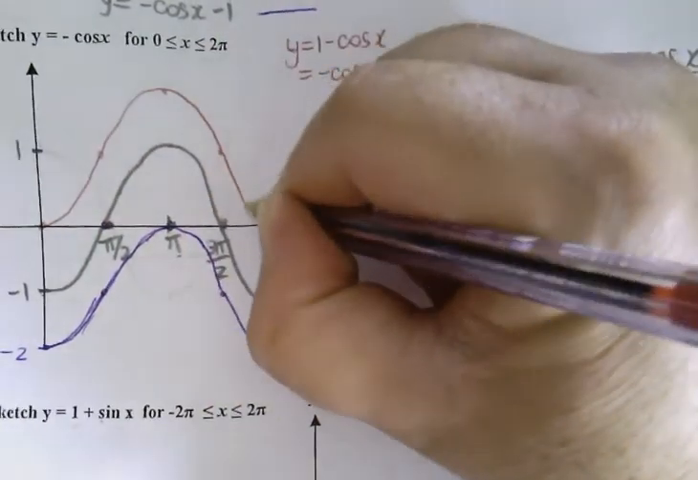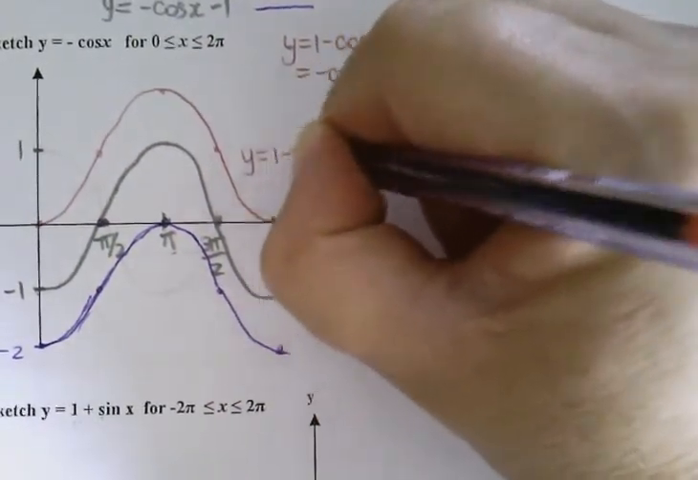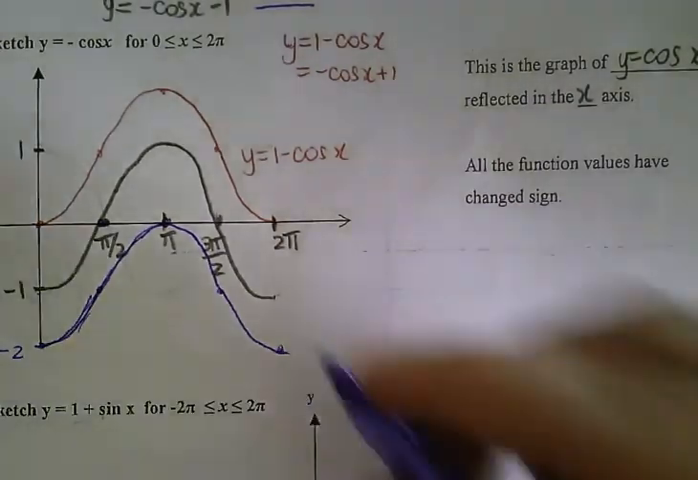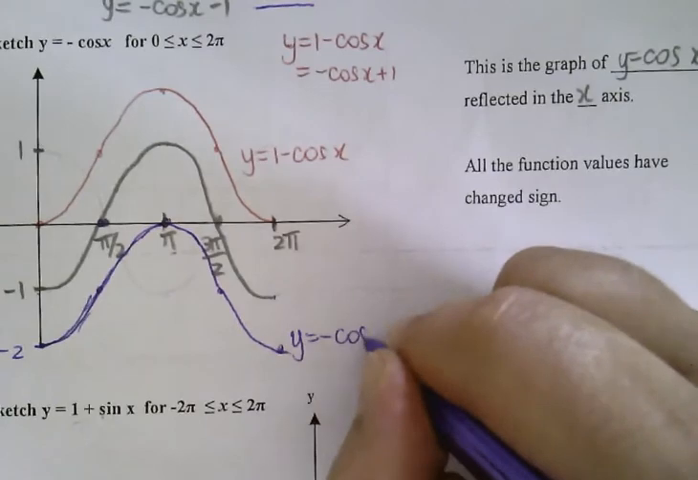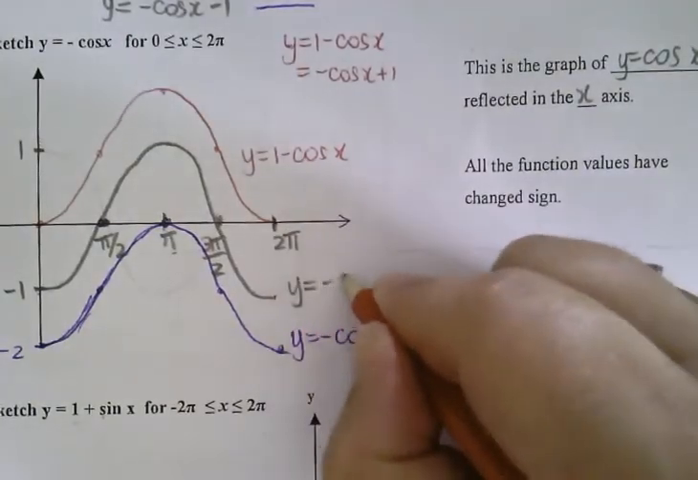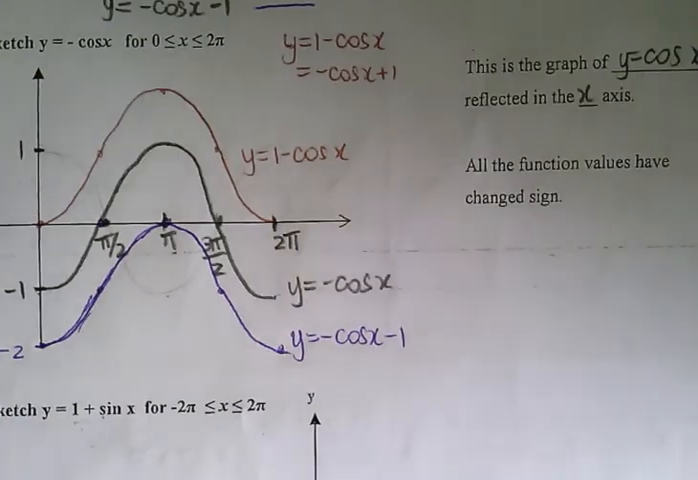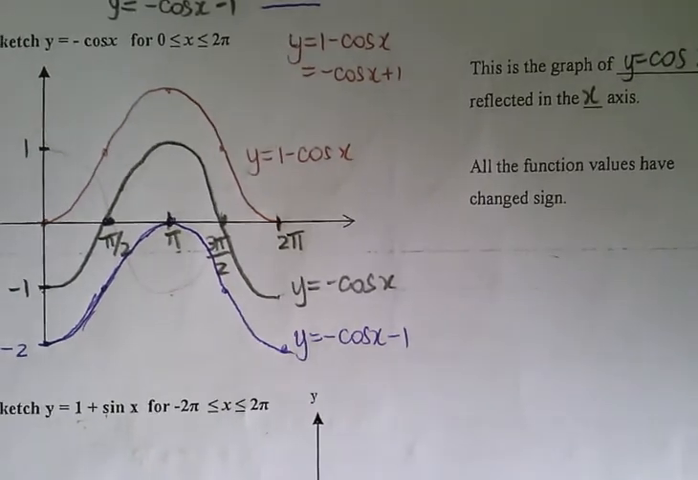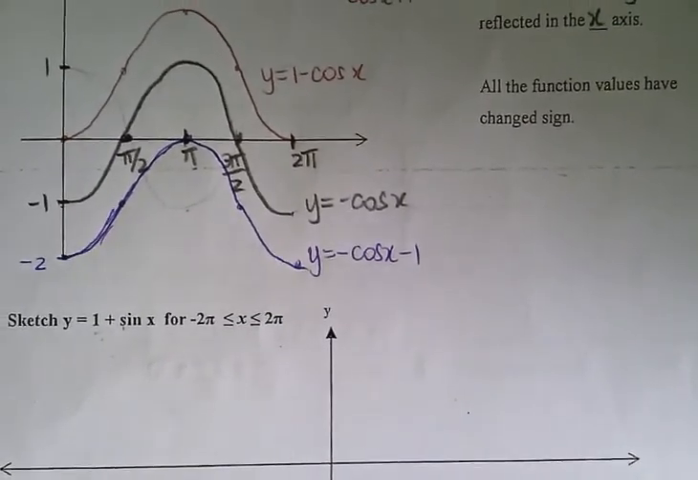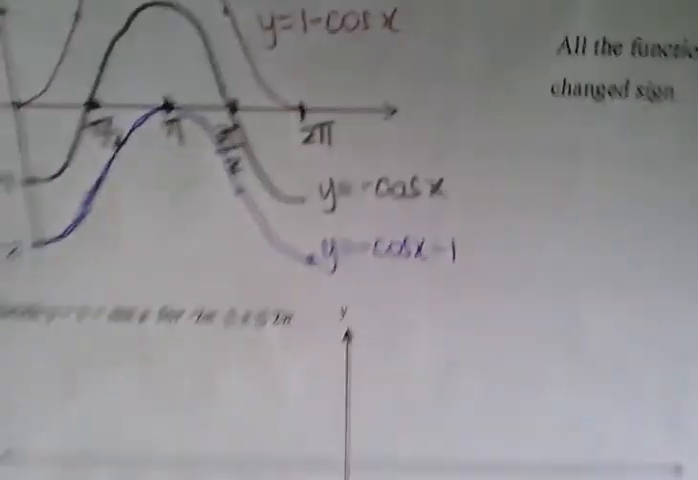Even though it looks like 1 minus cos x, in red, you've got 1 minus cos x. This is y equals negative cos x minus 1. And the one in the middle is y equals negative cos x. So just build it from your cos x or from your negative cos x. You can sketch, I'm sure, 1 plus sine x quite easily.